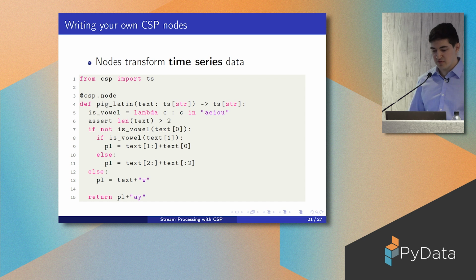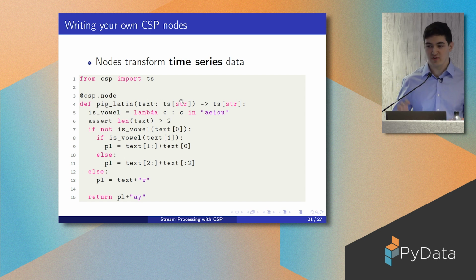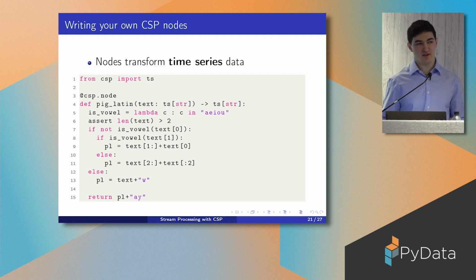So CSP does provide built-in nodes for common operations like control flow and statistics, but oftentimes you have to do your own bespoke logic. And to do that, we provide the CSP node API. A CSP node is just a Python function which ingests one or more time series. The time series is the fundamental data unit of flow in CSP, and all it is is a stream of values. So whenever this text value gets updated, it's going to invoke this function, which does the following transformation. It just puts our string into Pig Latin.